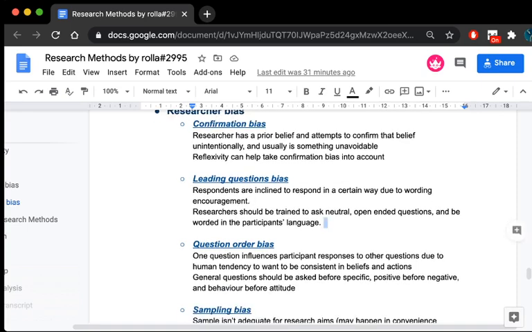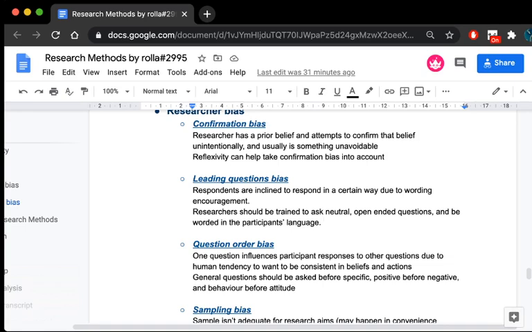And then here's the leading questions bias, where researchers phrase something in a certain way, and respondents would be inclined to respond to it because of the wording of it. For example, in the study of Loftus and Palmer, the usage of different verbs like smash and hit can apparently encourage respondents to respond more dramatically, depending on the words that are used.